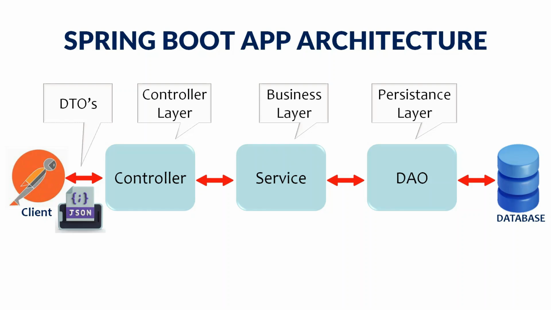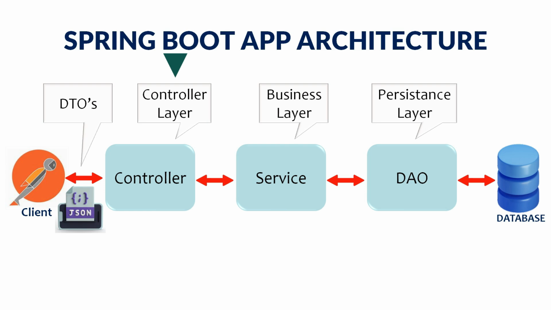Hi everyone, welcome back. In this video, we can understand Spring Boot application architecture. Here we are going to use 3-layer or 3-tier architecture to develop our Spring Boot applications. Spring follows a layered architecture to simplify application development by providing auto configuration, embedded servers, and a production-ready environment out of the box. Here we have layers such as controller layer, service layer, and persistence or DAO layer.